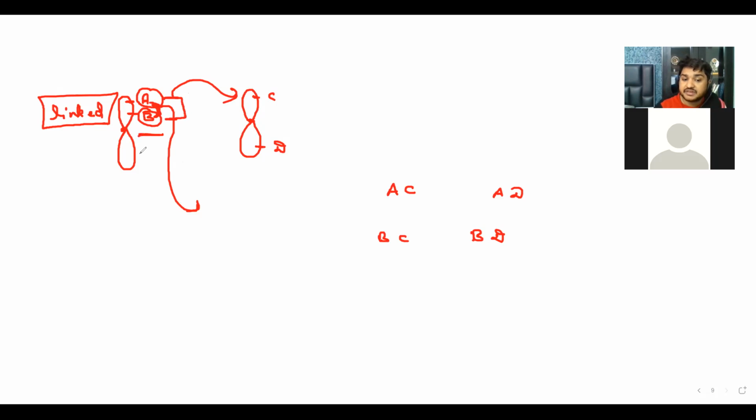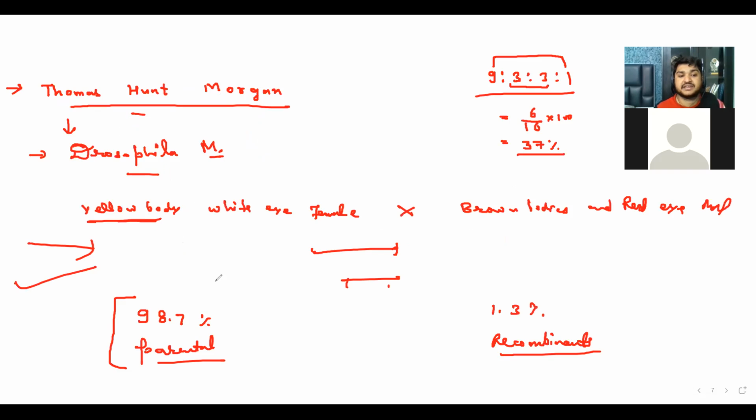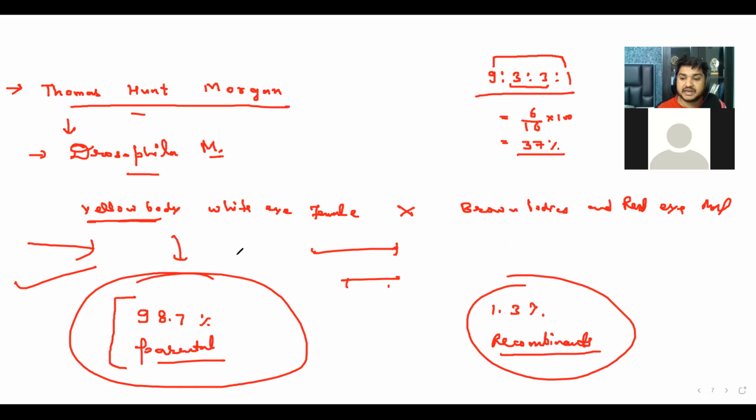Same thing is happening with this link. That is the main reason it will directly enter into the offspring, so it will show only the parental. Got it? So why is it showing more parental and very few recombinant? Because of the phenomenon of linkage. And what is the meaning of linkage? When two alleles come very close on the same chromosome, they become linked and do not show the law of independent assortment.